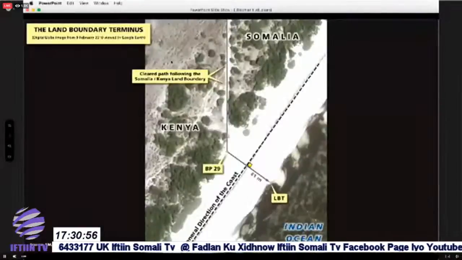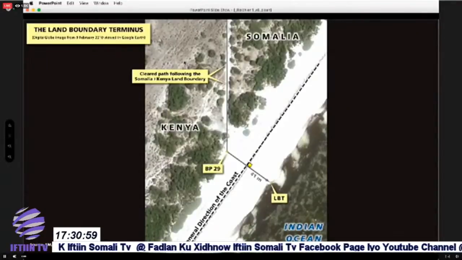Consistent with that agreement, Somalia has connected BP 29 to the low water line by means of a straight line perpendicular to the coast, as shown on this slide and at tab 53. The point at which this perpendicular line intersects the low water line is therefore the proper starting point for the maritime boundary. And it is from that point that Somalia has constructed its provisional equidistance line. The precise geographical coordinates of that point and of the entire provisional equidistance line are set out at tab 54 of your judge's folder.